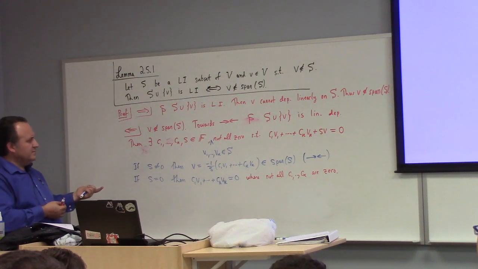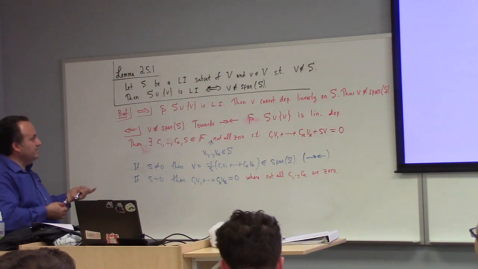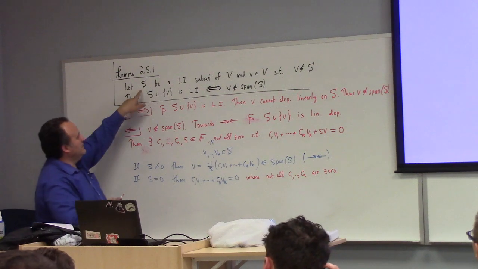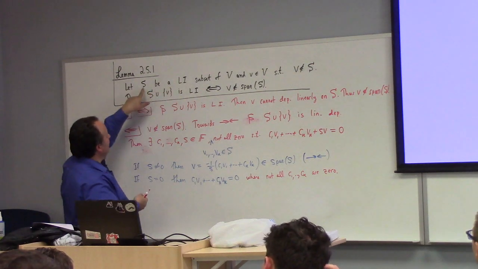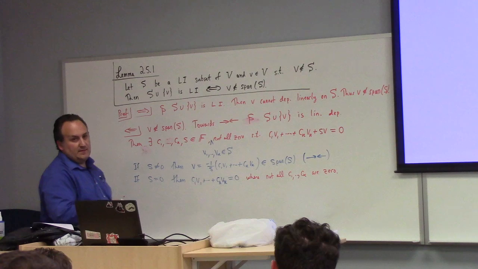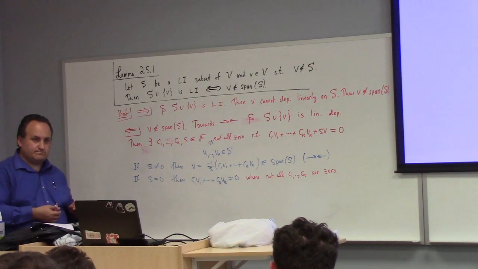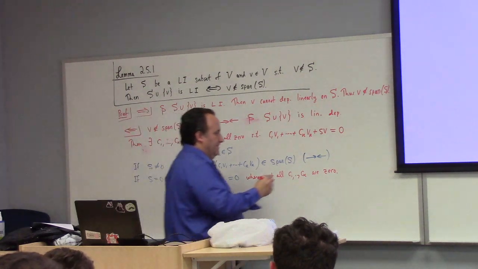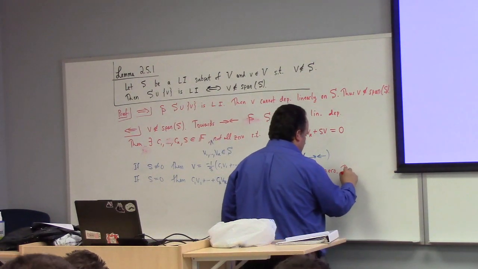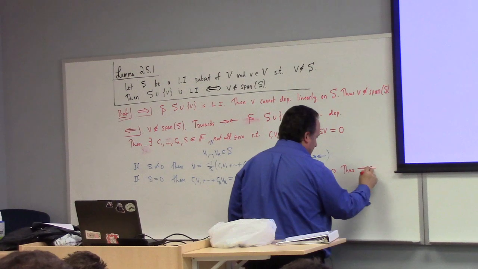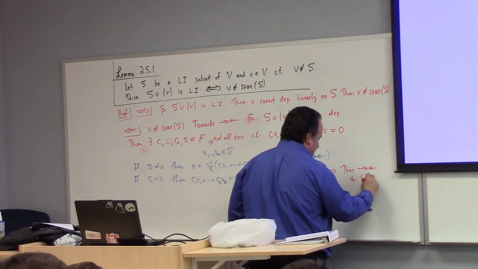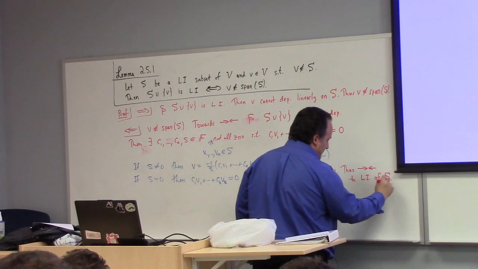But what did we assume about S? S is a linearly independent subset. So this is also impossible. Thus, contradiction to linear independence of S, right?